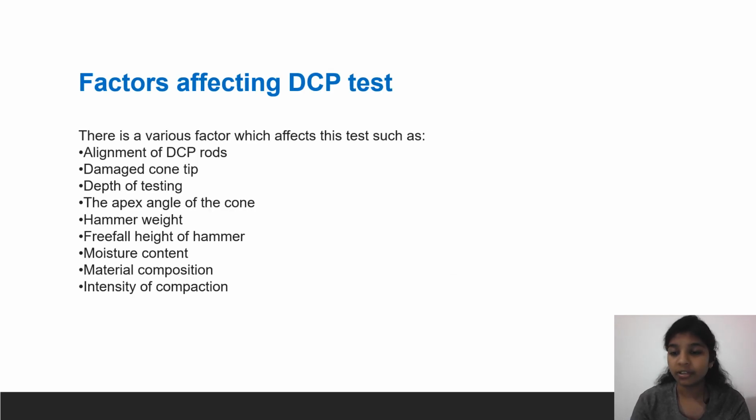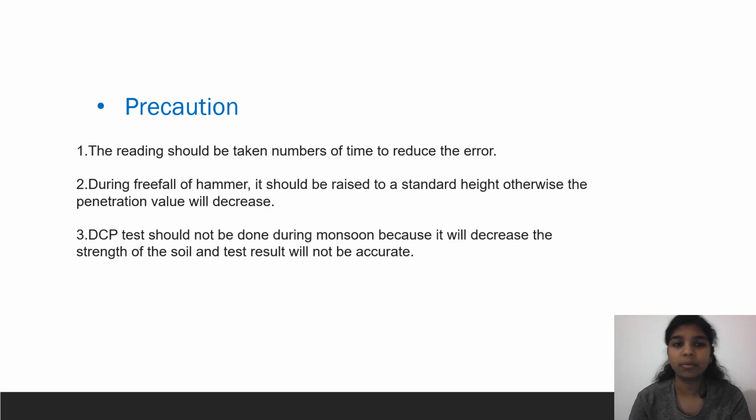After that, the factors affecting the DCPT. There are various factors which affect the test, such as the alignment of the DCPT rod, damaged cone tip, the depth of testing, the apex angle of the cone, hammer weight, free fall height of the hammer being constant every time, the moisture content, material composition, and intensity of the compaction. These are some factors which affect the DCPT at the time of performing. And for that purpose we can take precautions.